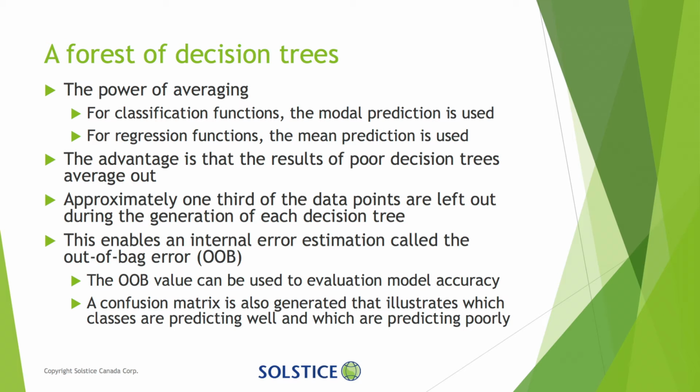The other advantage is that because you're doing all these iterative model runs, it can give you an internal error estimation called the out-of-bag error, because bagging is the term they use. You'd have to talk to statisticians about why they pick those terms; I'm not exactly sure. But it's a really good internal validation tool to give you a general idea of how accurate the model you've developed is. It also generates something called a confusion matrix, so it can break down that accuracy to tell you which classes are breaking down, which are working really well, and which are working really poorly.